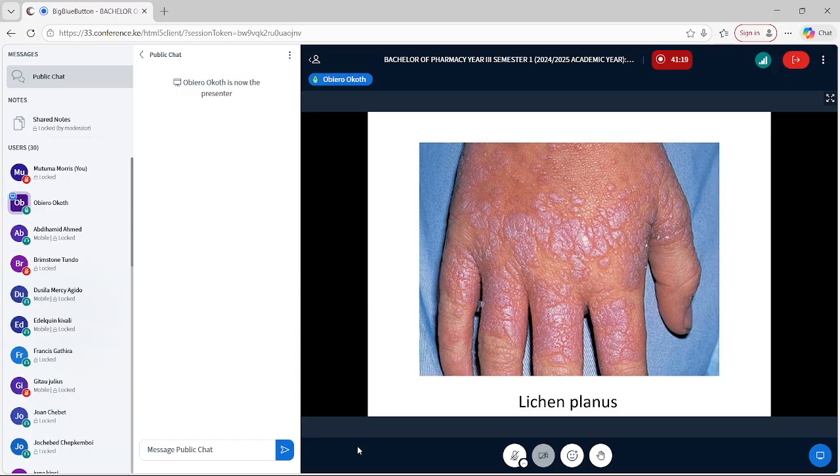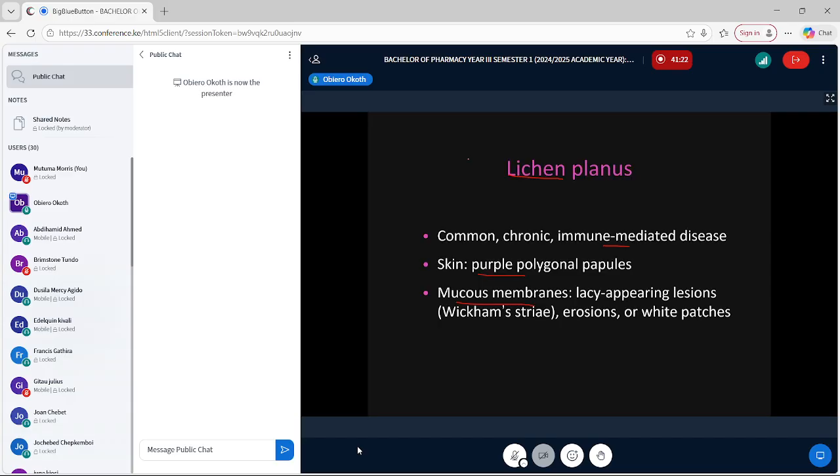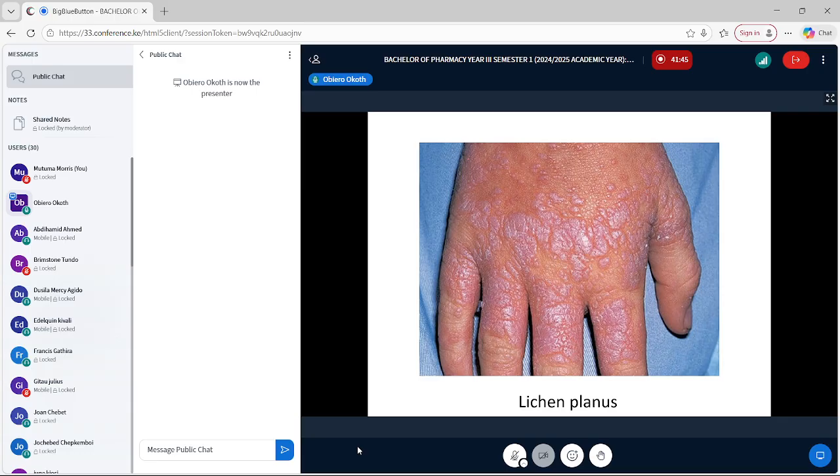This is lichen planus, flat-topped, purplish polygonal papules. Okay, it can go to... You can also see lichen planus in the mouth and even in the oral and the genital areas. Lichen planus, a common chronic immune-mediated disease.